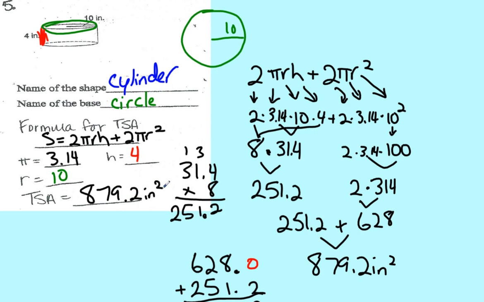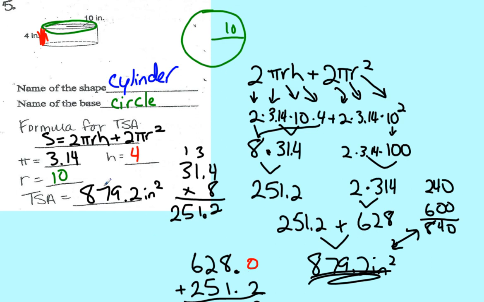So recognize that if you use 3 for pi, your answer is going to come out a little bit less than this. Let's see if I can do this real quick. So this will be 240. And over here, 100 times 3 is 300, times 2 is 600. So it would have been 840. So it's still relatively close, but this is the much more exact answer.